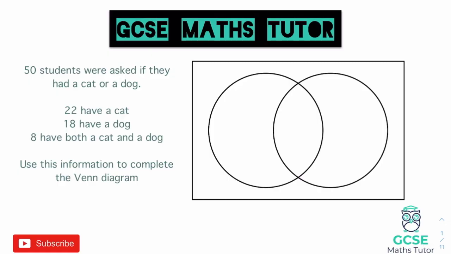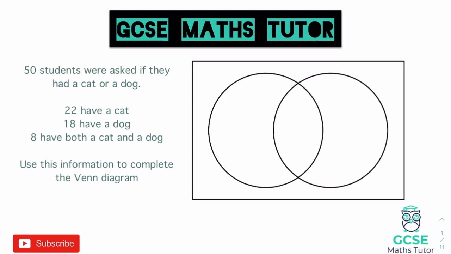It says 50 students were asked if they have a cat or a dog. 22 have a cat, 18 have a dog, 8 have both a cat and a dog. Use this information to complete the Venn diagram. Now sometimes you'll be given a Venn diagram, sometimes you'll have to draw it for yourself. For the purpose of these videos I've put them all in, but just be aware that you could have to draw them. So obviously if we have a Venn diagram we need to label it up to start with.